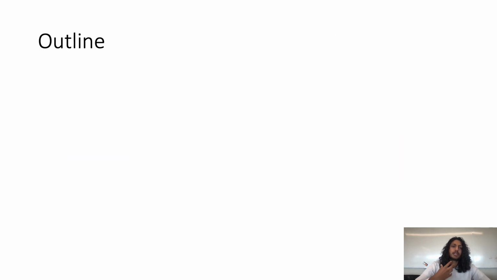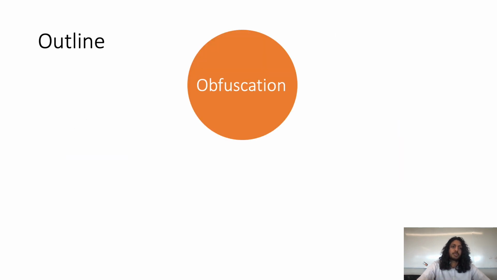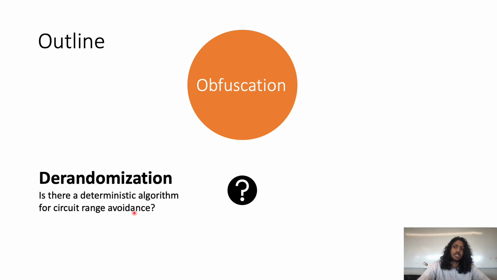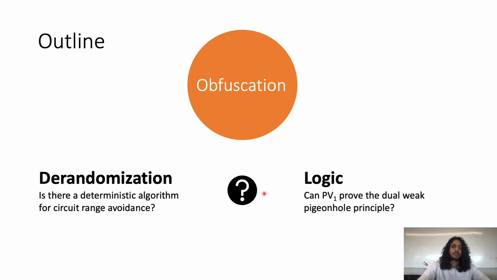So in this talk, I'm going to tell you about how this cryptographic object called obfuscation lets you answer two related questions in the areas of de-randomization and in logic. The structure of this talk is going to look like, first we're going to explain what exactly this question is. You don't need to know any background about de-randomization or logic or obfuscation for this talk.